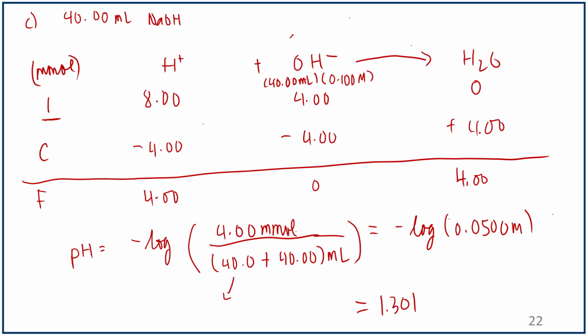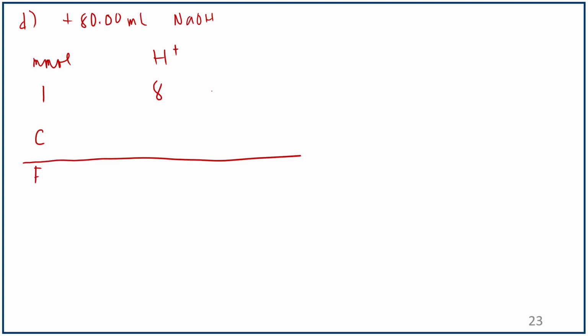And then let's go to letter D. Now, what if you have added 80.0 ml of sodium hydroxide in the solution? Again, as I have mentioned earlier, we have to actually start with 8 millimoles of H plus. But let me complete the ICF table first. So we start with 8.0 millimoles of H plus. Where did I get that value? Again, we have solved that from the very beginning.